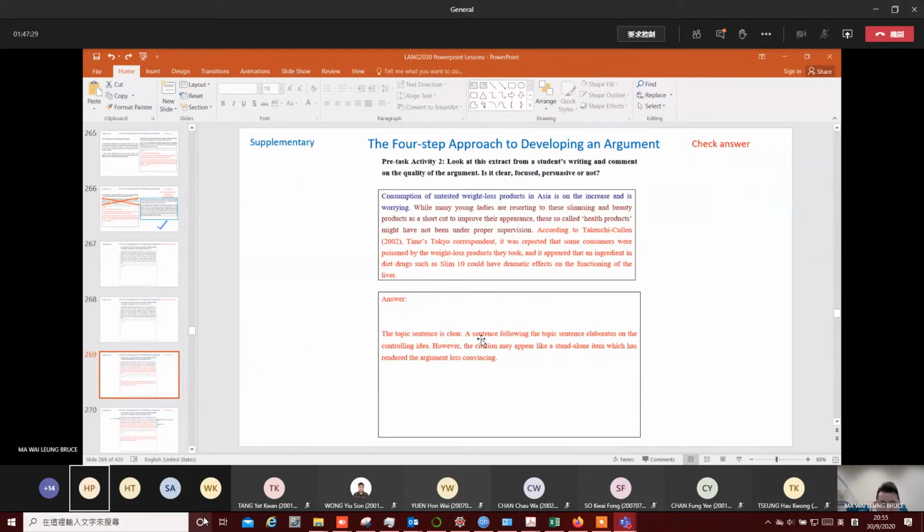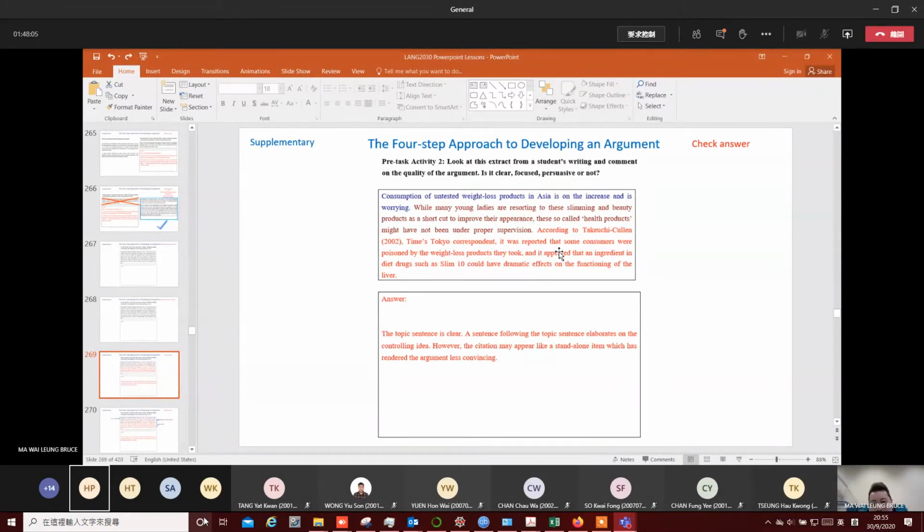This is what I want to say. The topic sentence is clear. A sentence following the topic sentence elaborates on the controlling idea. I hope you can still remember what a controlling idea is. We learned it in high school. Controlling ideas, on the increase and varying, they are the controlling ideas. We use the following sentence to elaborate on the controlling ideas. However, the citation may appear a bit standalone. The citation, just the right words, just stands there, but there's no interpretation. You miss something to put the final touch.